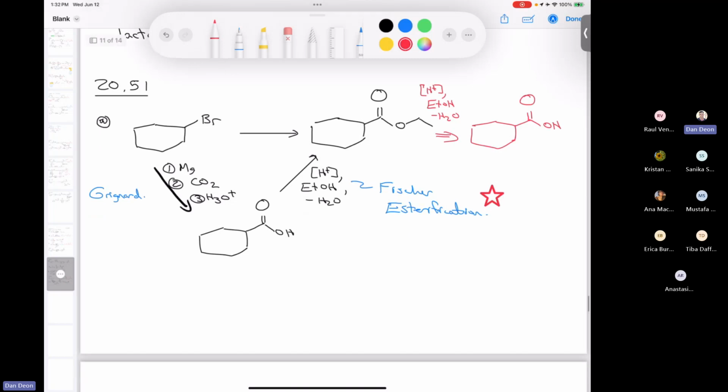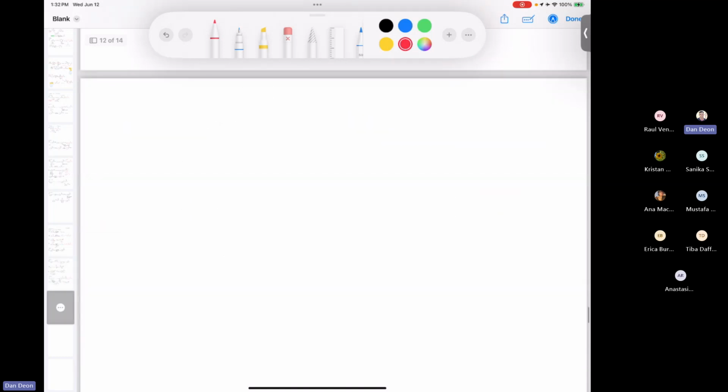All right, let's move on to B. So this is 20.51B. This one's kind of an interesting one. There's more than one way to solve this one probably. But I'm taking this secondary alcohol and we want to convert it to a ketone.